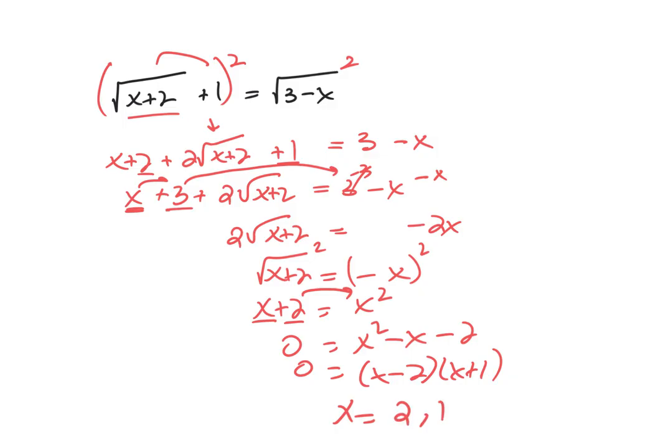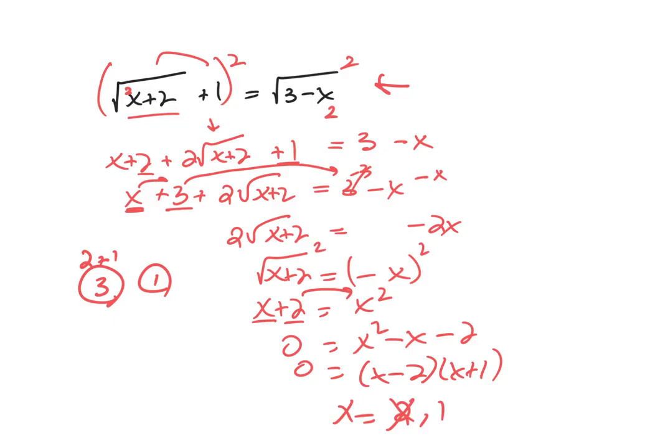And you got to check them. And when you check them, you got to put them back in the very top. So I'm going to put a 2 up there first. If I put a 2 in here, that gives me square root of 4, which is 2, which is 2 plus 1. So that side I get 3 on the left-hand side. And if I put a 2 in there, 3 minus 2 is 1. The square root of 1 is 1. Does 3 equal 1? No, it does not. So 2 doesn't work.